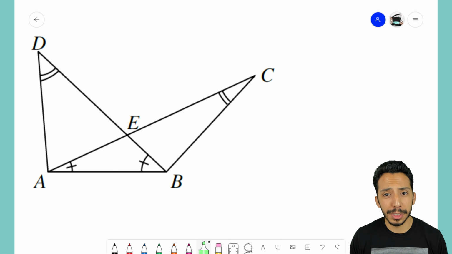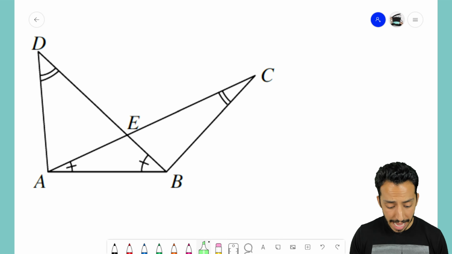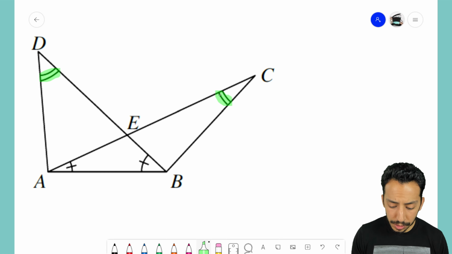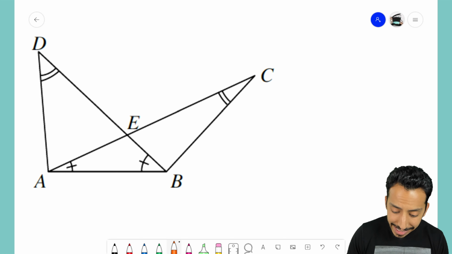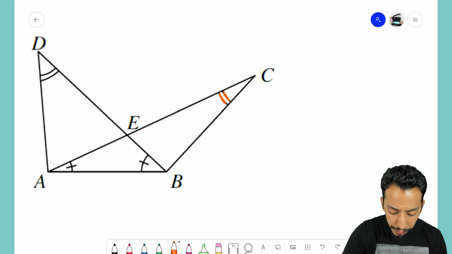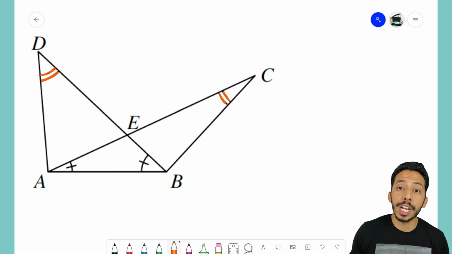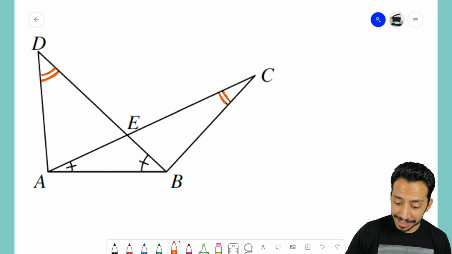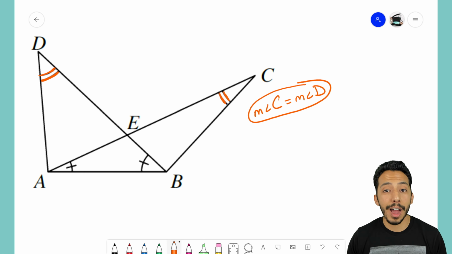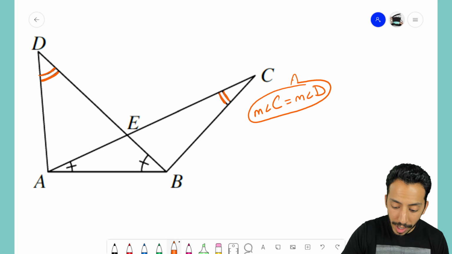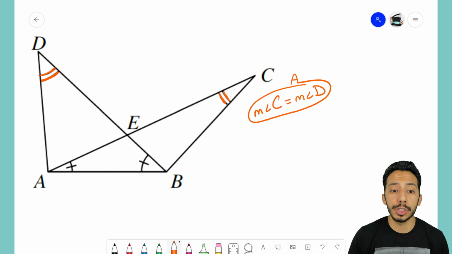What I might be able to do is look at some angles. If I look here at angle D and angle C, I notice that they have the same markings. That means angle D and angle C are equal to each other. So we can definitely talk about this in our flow chart. Let me go ahead and mark it with an orange color, and then let's write down that fact. We know that the measure of angle C equals the measure of angle D. This is great. All right, we're off to a good start. We have one angle that we've matched in both triangles.